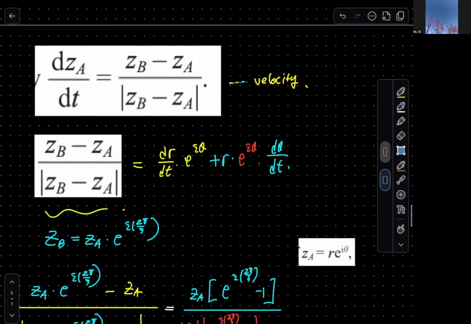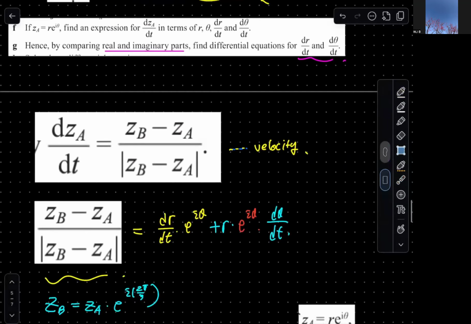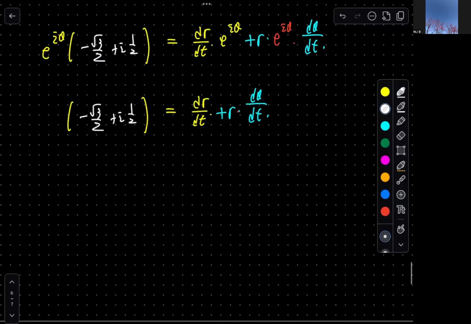Is there something that I missed when I was differentiating? Oh, yes. When differentiating the exponential with respect to t, not only the d theta over dt, I had to multiply by the constant multiple of i. My bad, so I had to multiply the i on that one. It's going to be i here. So here I should have the i. Now you can truly compare the real part as well as the imaginary part.